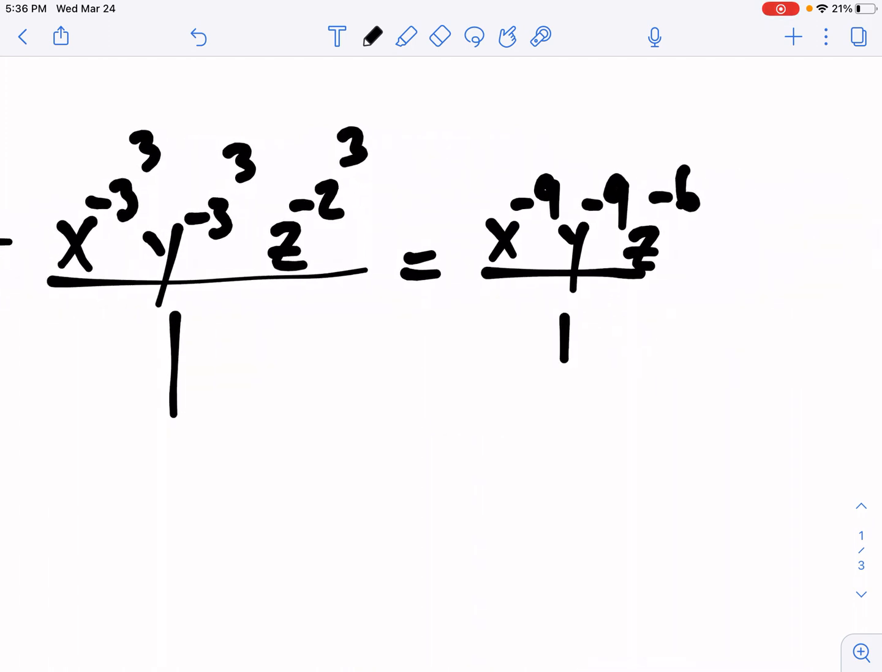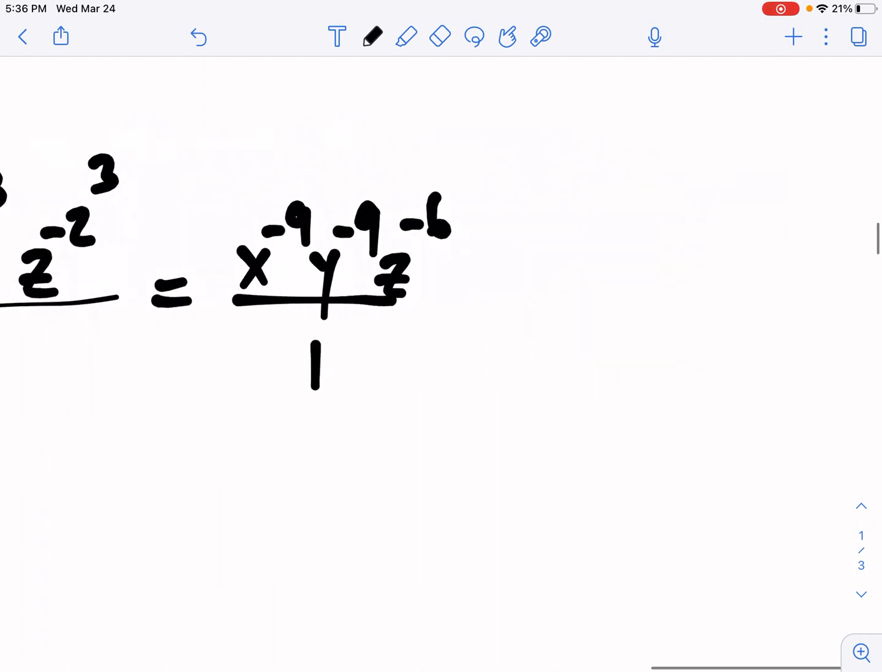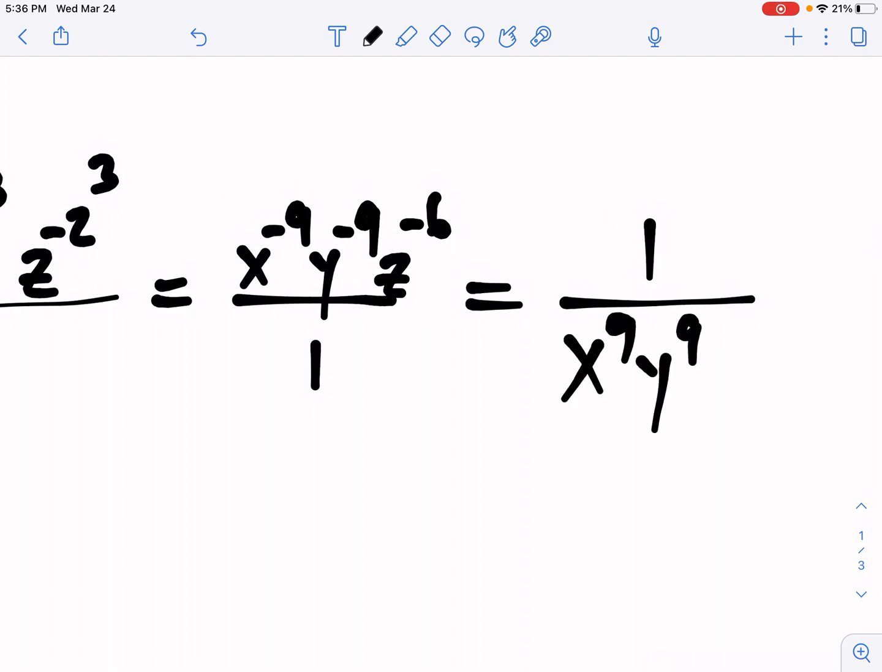Well, all of these are negative, so what's going to happen? All of them are going to flip down, and the 1's going to flip to the top. Okay, so everything's going to flip, and we're going to have x to the 9, y to the 9, and z to the 6. They're all flipping down, and that 1 flips to the top. Okay, so this would be our solution.